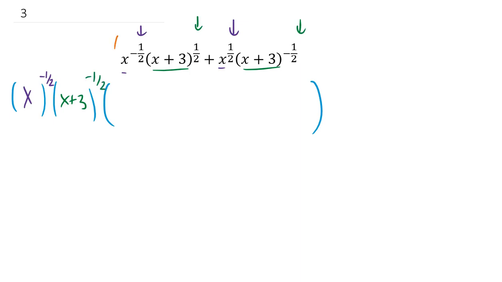So from this first term, I took out the whole x to the negative 1/2, so that's gone. The x plus 3 to the 1/2, I took away a negative 1/2. 1/2 minus negative 1/2 leaves me with x plus 3 to the 1.